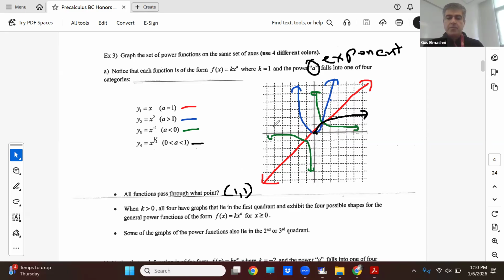But sometimes it could flip, right? That could happen when k is less than zero. Because you will flip. So you could have something in the second or third quadrant. That could happen.